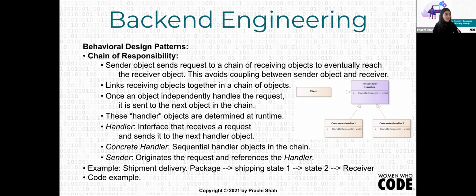And how are these objects determined? They are determined at runtime. These intermediary objects are called handlers, and they are determined at runtime. So a handler becomes an interface, or an object, that receives and sends it to the next handler in that given chain that is being defined.